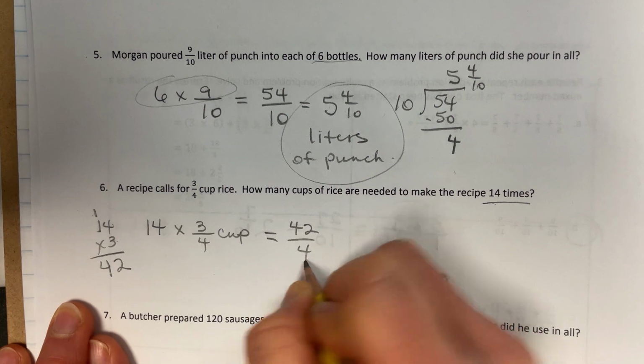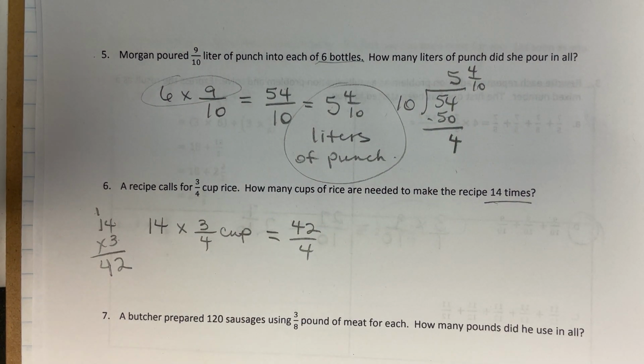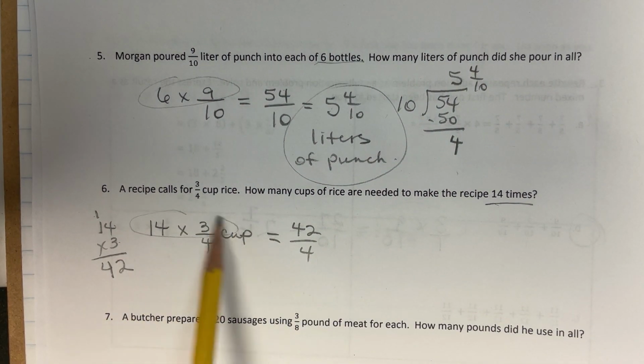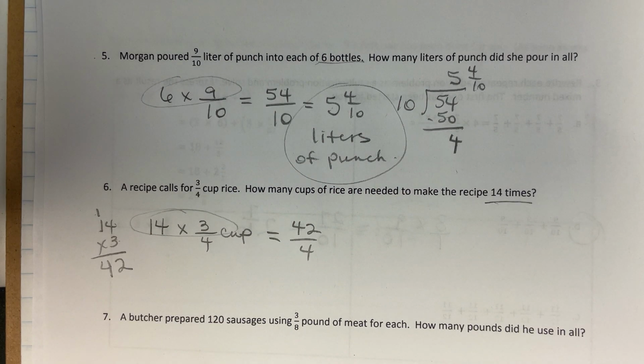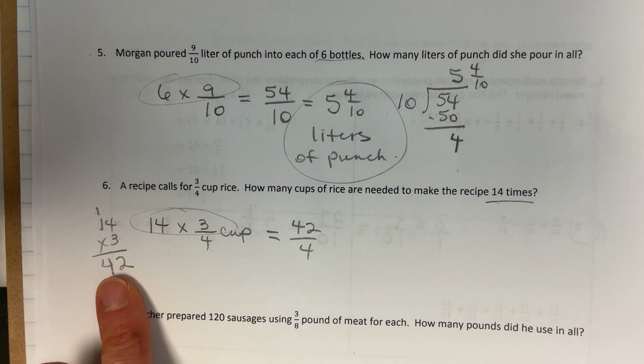I really don't get this. Okay, Ella, we just multiplied 14 times 3. You know how to do that. We've done that a lot.